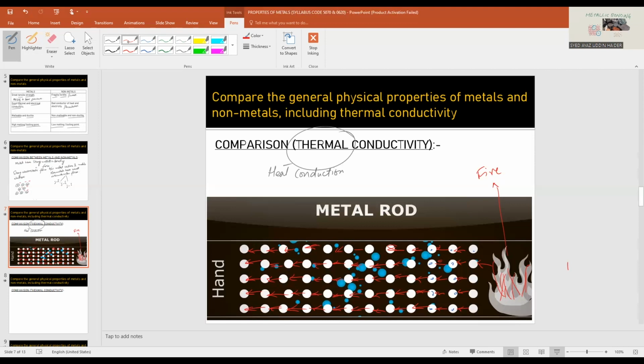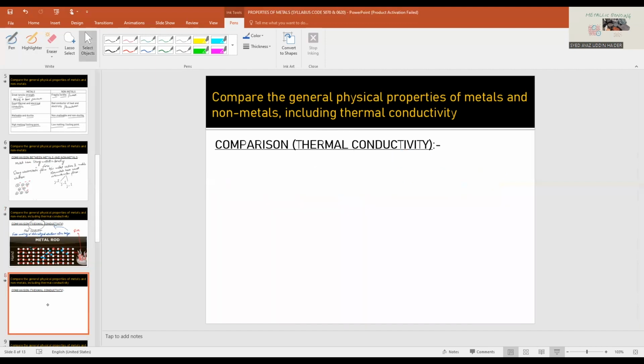Now, free moving electrons. We know that metals have free moving electrons. Free moving electrons also help in the conduction of electricity. Free moving or delocalized electrons also help in thermal conductivity.